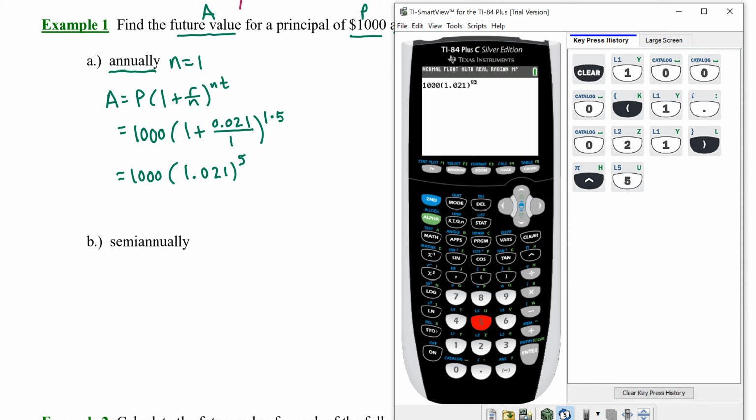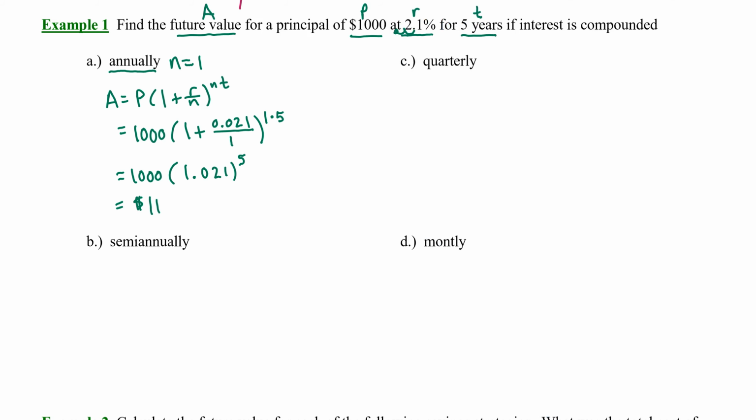And then I'm going to enter the exponent 5 and press enter. So it looks like our future value is $1,109.50. So this is a one-time lump sum deposit at the beginning of the term.